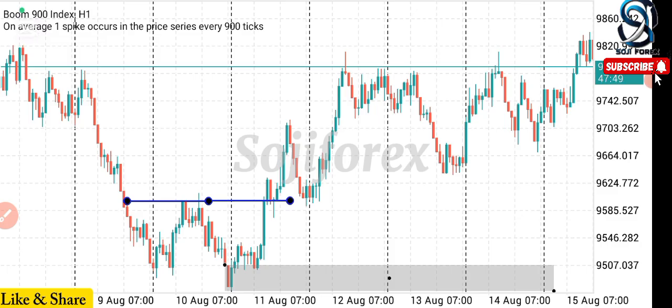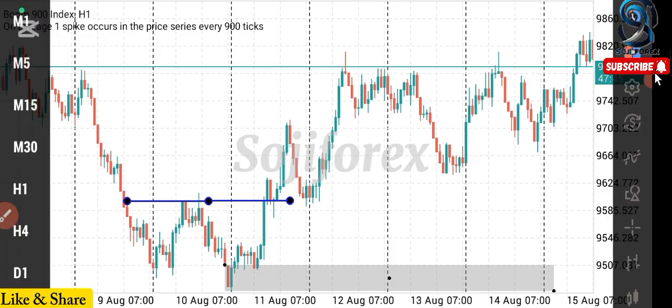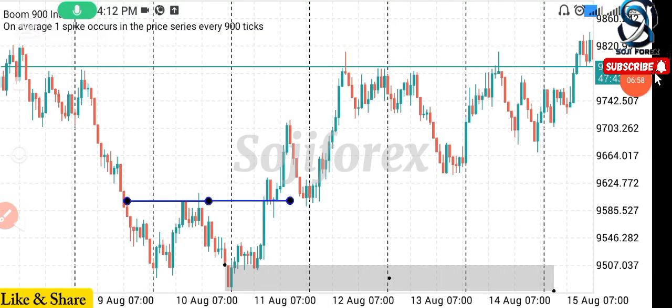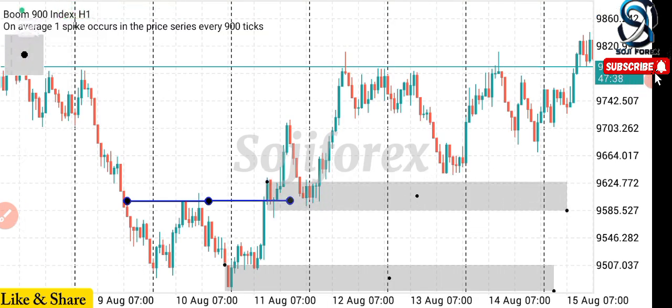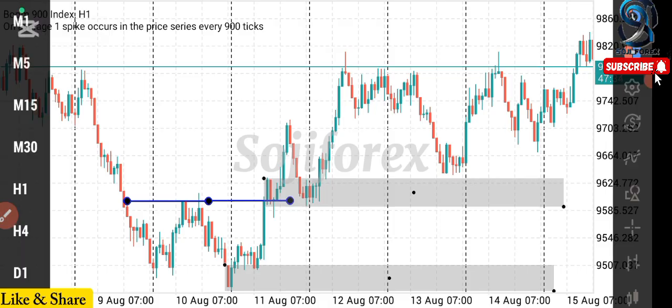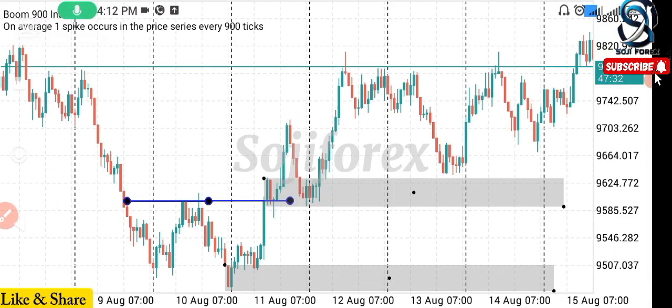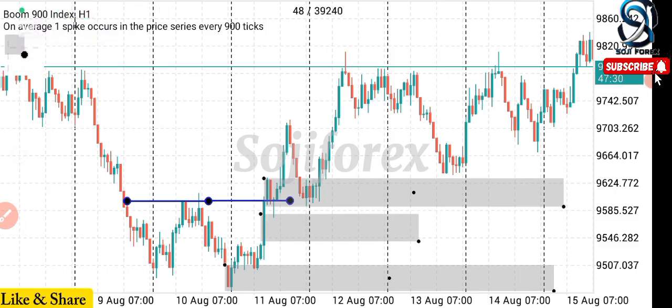What is the next zone? Is there a smart money cube? Yes, we have a smart money cube. Here is our smart money cube. Yeah, we have the smart money cube marked out in that zone. Then we still have a fair value gap. You can see this imbalance that happens here.